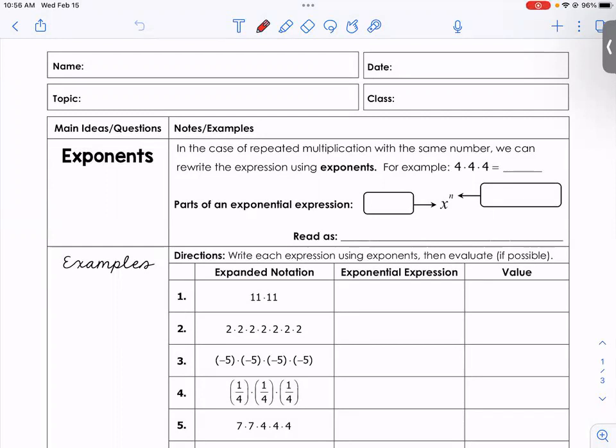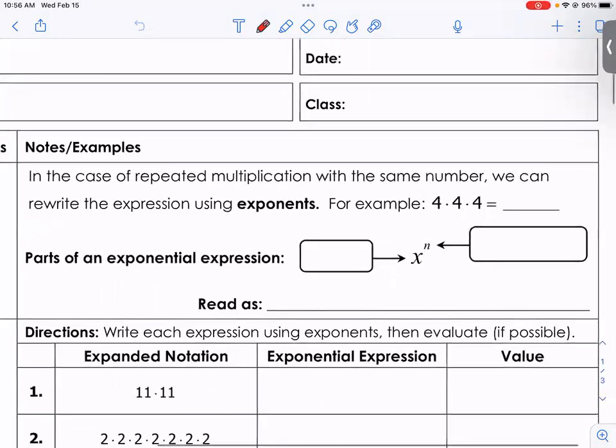Okay. We know that repeated multiplication can be rewritten as an expression using an exponent. So 4 times 4 times 4 means what? 4 to the 3rd power, 4 cubed. Somebody said 64. Nice work. Everybody was right. 64, 4 cubed, 4 to the 3rd power.